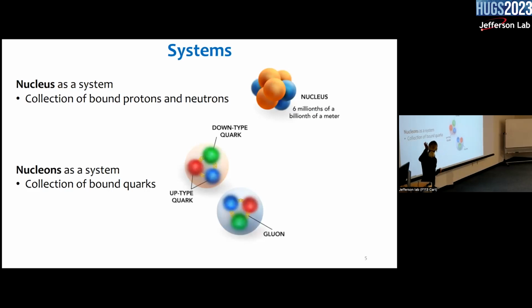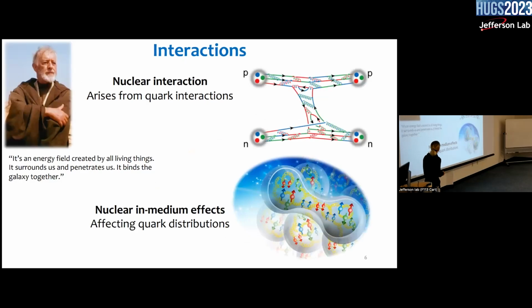Okay, so when we're talking about the nucleus, we're talking about a collection of bound protons and neutrons. And when we're talking about nucleons, we're talking about a collection of bound quarks. So this whole story of nuclear dynamics is the story of systems and interactions, right? The nuclear interaction arises from quark interactions. It's a very messy picture where you have protons and neutrons, and there's this residual interaction that gives us the strong force binding the nucleus. And then you have other types of interactions, like nuclear in-medium effects, which affect these quark distributions.